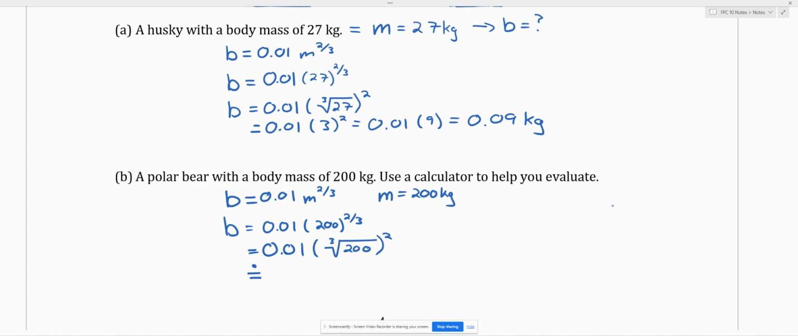multiply it by 0.01. So we're going to end up getting 0.01. And if you take the cubed root of 200, it's approximately 5.848. Now leave that number in your calculator because you have to square it and then multiply it by 0.01. And you'll end up with approximately 0.34 kilograms. Okay, use that approximate symbol again.